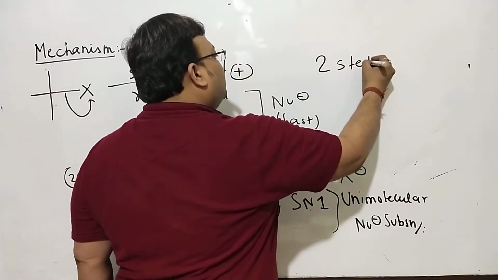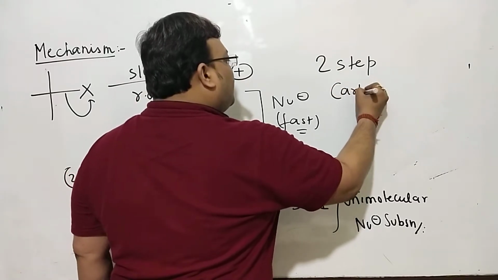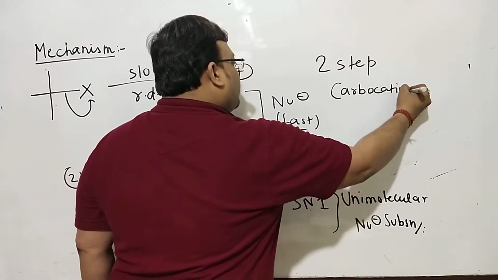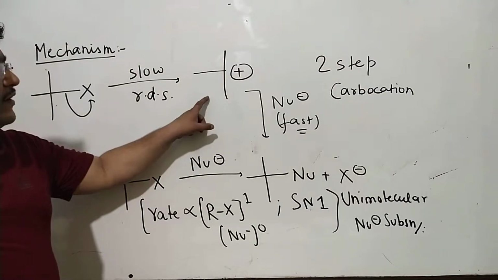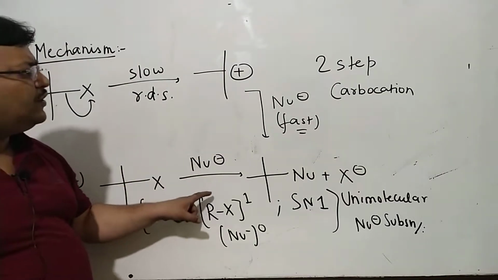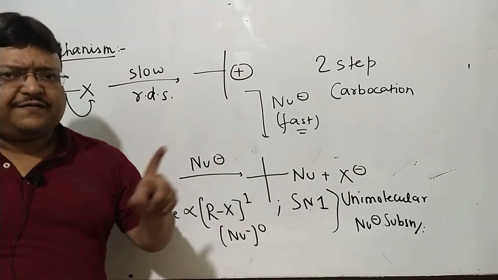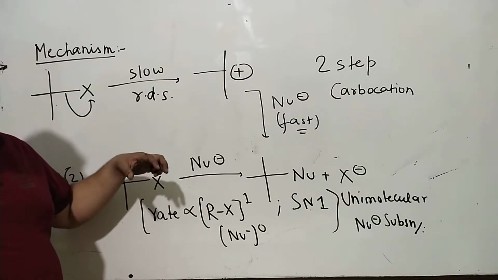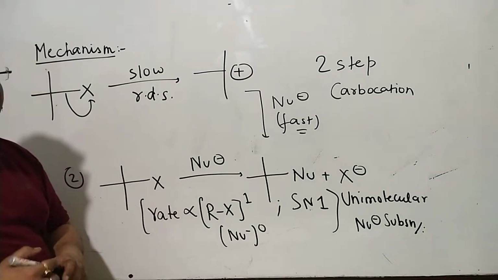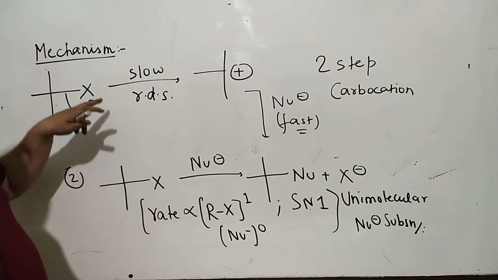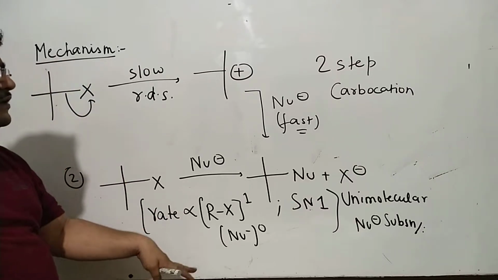Occurring via a carbocation, and naturally this intermediate is a carbocation, and naturally the nucleophile is working in the fast step. So this is how the mechanism of SN1 is drafted. Two-step process. Step 1 is the slow step. So naturally only this is featuring in the rate law expression.